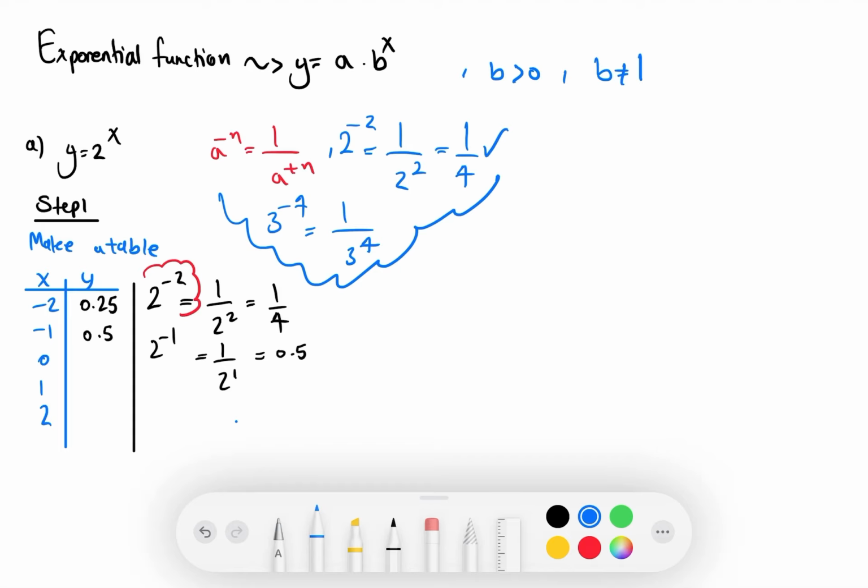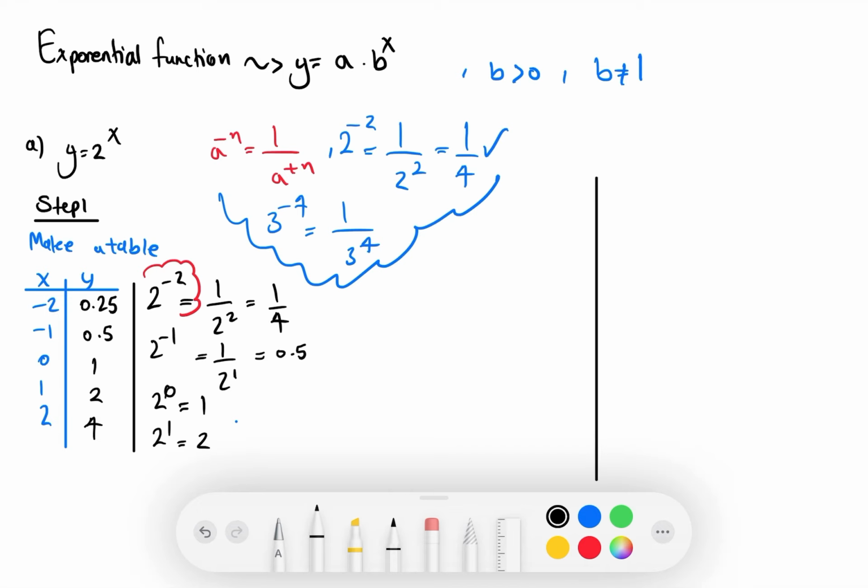Now, the next one is actually 2 to the power of 0. How do we deal with this one? Well, anything raised to the power of 0 is actually 1, right? So 2 to the power of 0 is also going to be 1. The next one, you got 2 to the power of 1, that's going to be 2. And then 2 to the power of 2, which is 4. So, all right, so far simple.